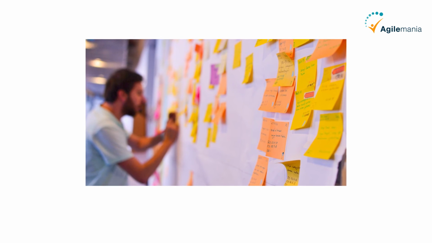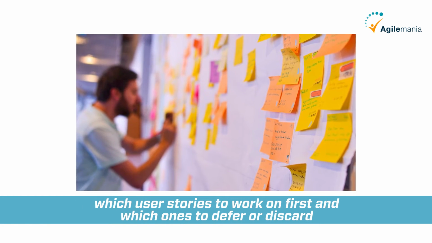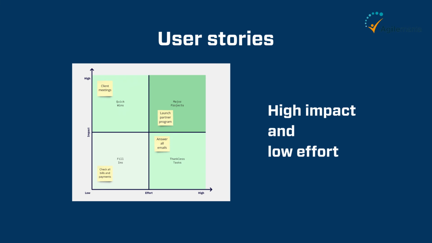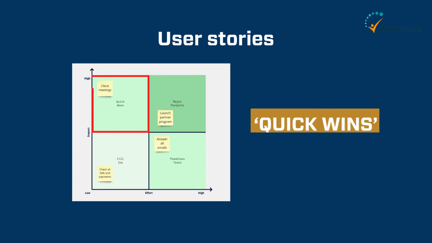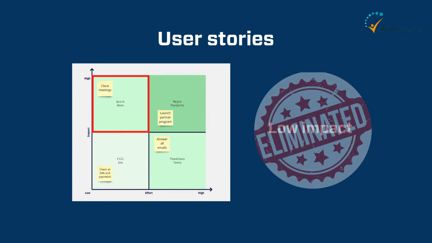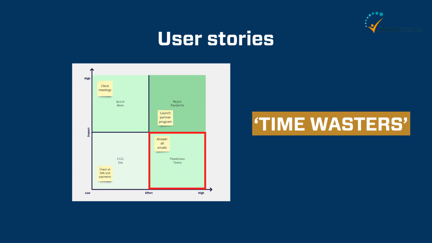A prioritization matrix helps you decide which user stories to work on first and which ones to defer or discard. Generally speaking, you want to focus on the user stories that have high impact and low effort, as they provide the most value with the least cost. These are called quick wins. You want to avoid or eliminate the user stories that have low impact and high effort, as they provide the least value with the most cost. These are called time wasters.